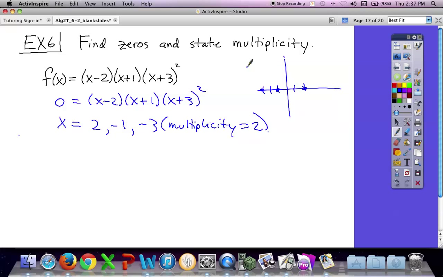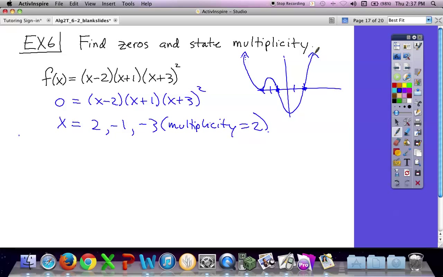In this case, since all of them are positive, it's going to be doing this, right? It's going to touch that, then it's going to go down through that and back up like that, right? It has to touch that -3, but stay on the same side.